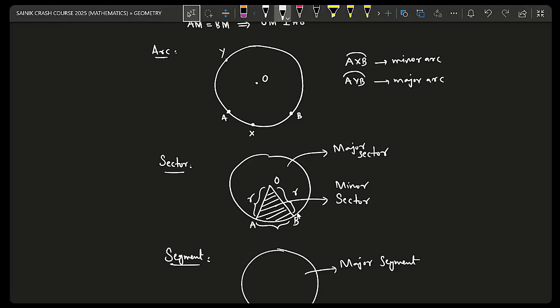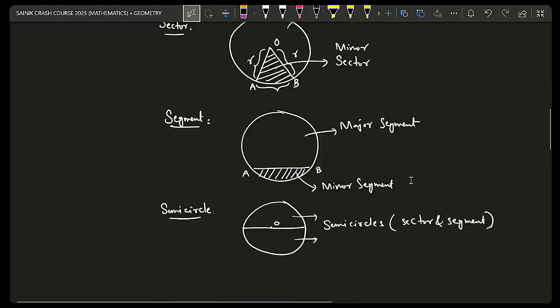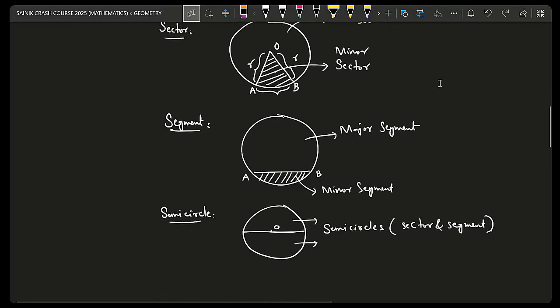Any other doubts? Sir, last one, what is it, sir? Which one? Sir, semicircle. If you divide the circle into two equal halves using a diameter, each of them is called a semicircle. Okay. Okay, sir.